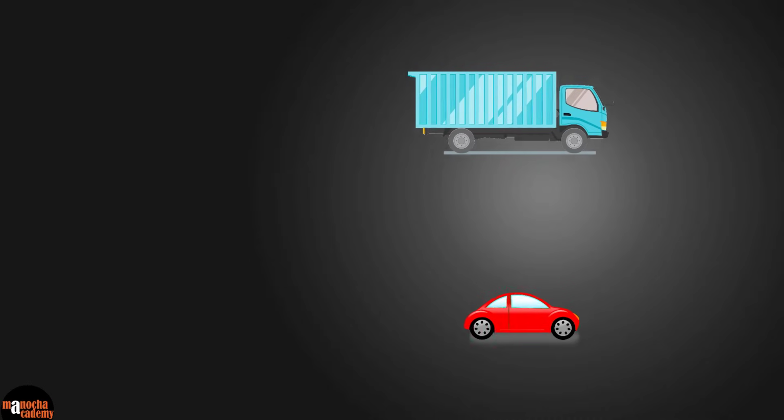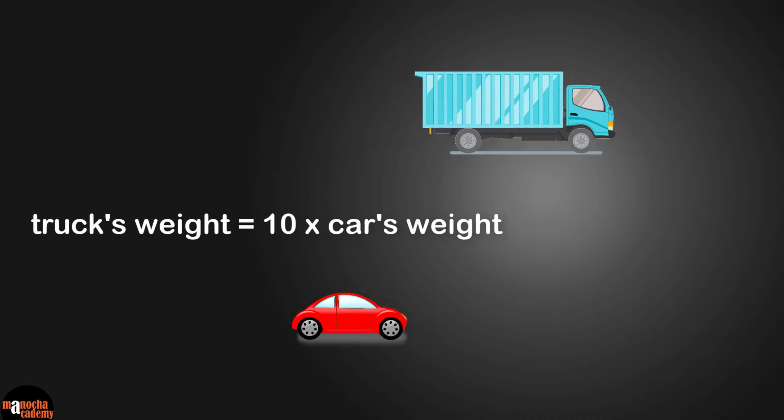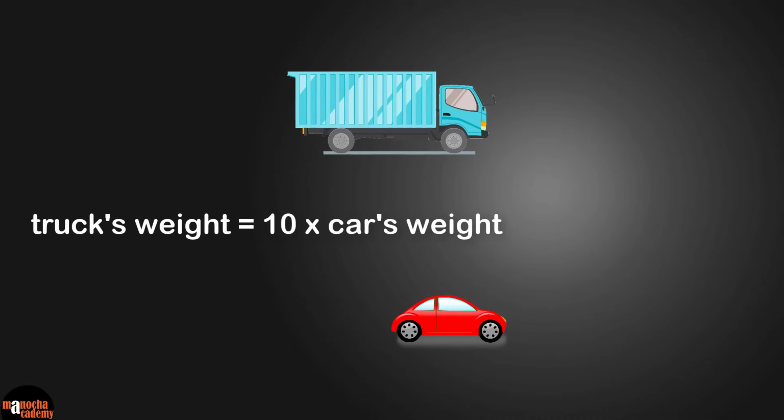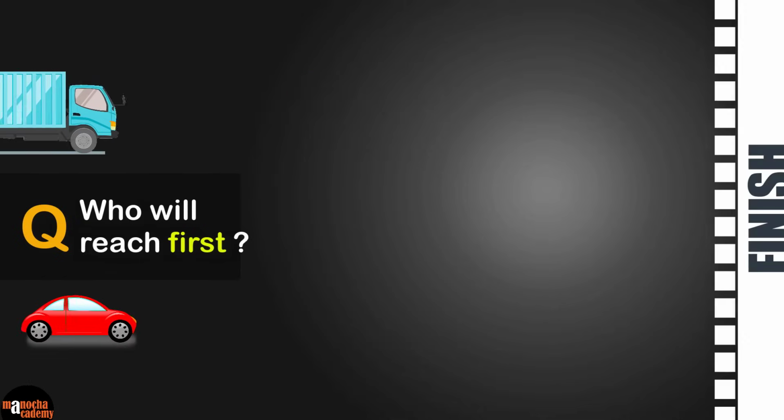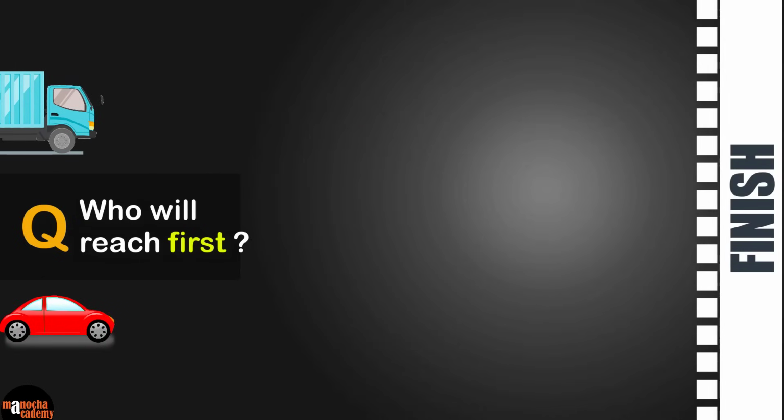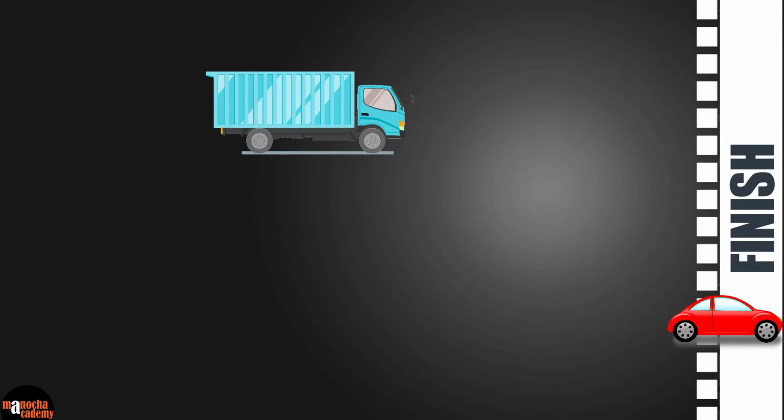If you're still not convinced that different objects having different mass or different weight reach the ground at the same time, let's visualize it in a different way. This time we won't use free fall. I'm going to use the example of a car and a truck. Now let's imagine the car and the truck are having a race. And the truck is 10 times heavier than the car. And if both of them have the same engine, which one do you think is going to reach the finish line first? That's right, it's going to be the car.